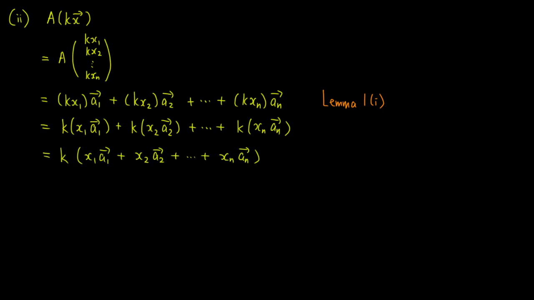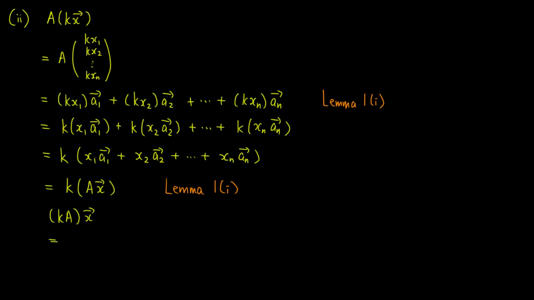By taking out the common factor k, we get k times (x1 times a1 plus x2 times a2 plus all the way to xn times an). Using the first point of the first lemma, this equals k times (A times x). We also have the third expression, which is (k times A) times x.